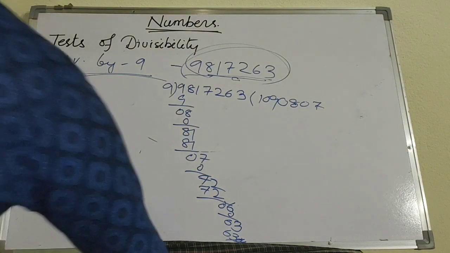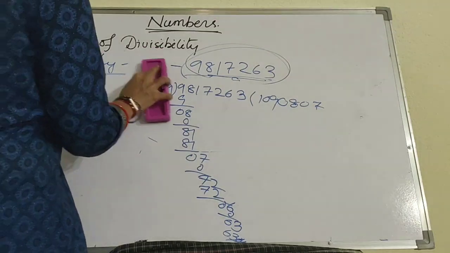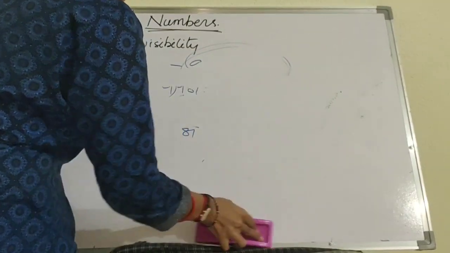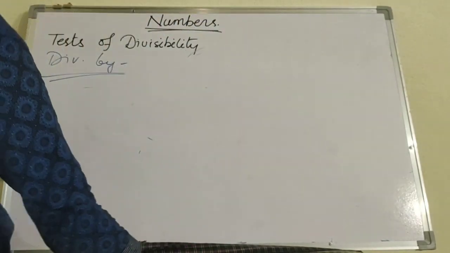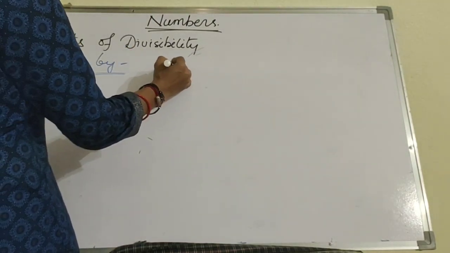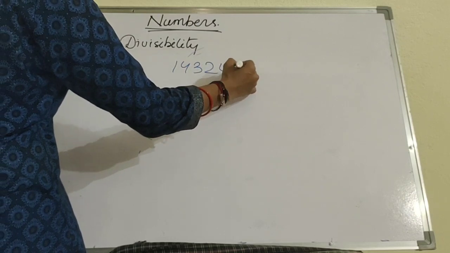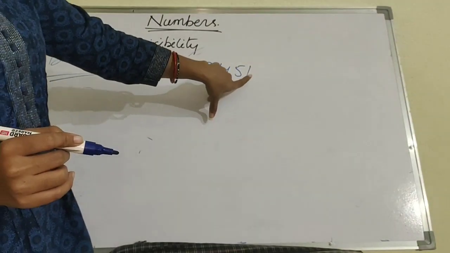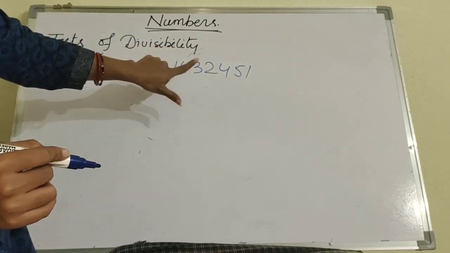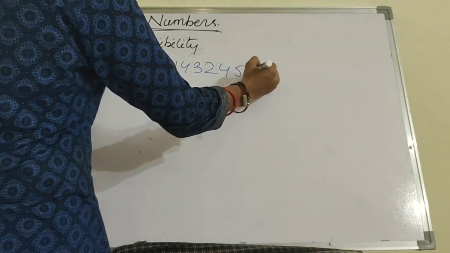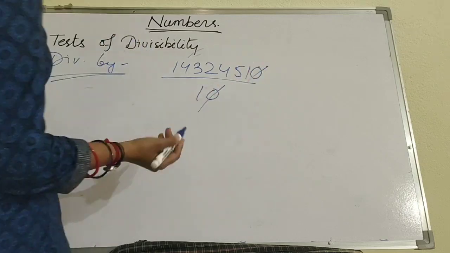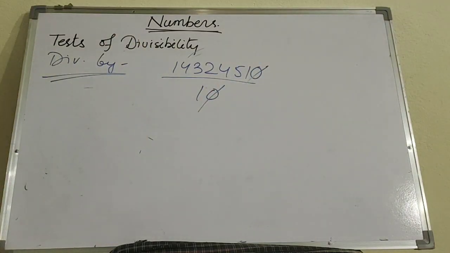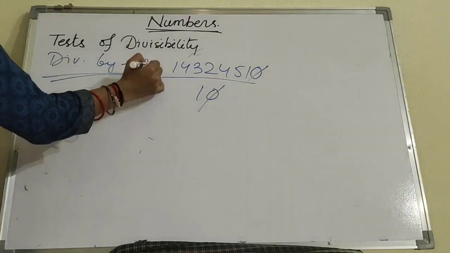Next, the rule for 10. Divisibility by 10. A number is divisible by 10 if in the unit place we find 0. That means that number is divisible by 10. Suppose a number 1432451. In the unit place it is 1, so this number is not divisible by 10. But if we find 0 in the unit place, that means the number is divisible by 10. It's as simple as that.